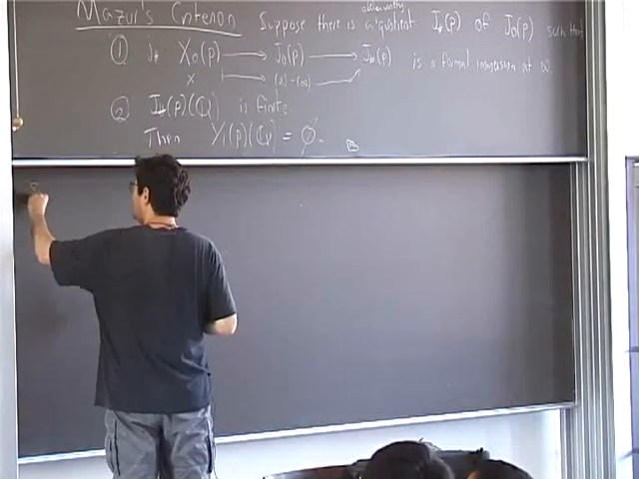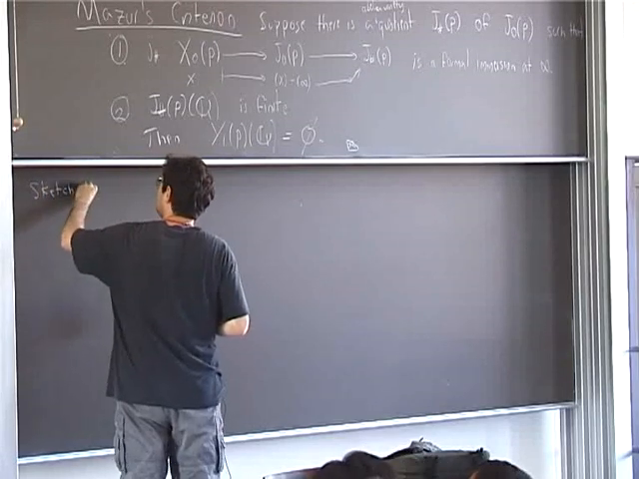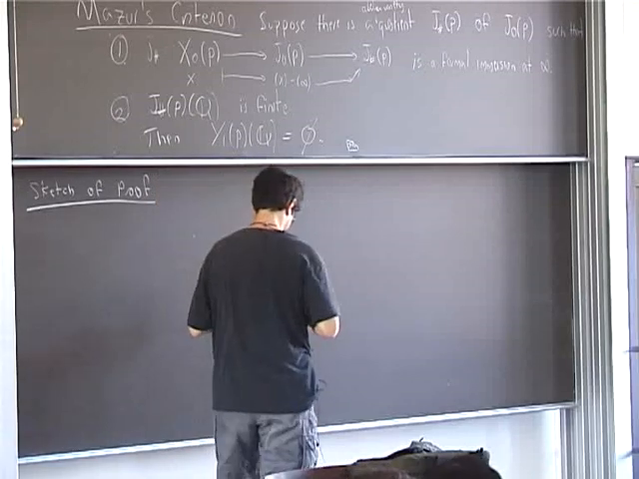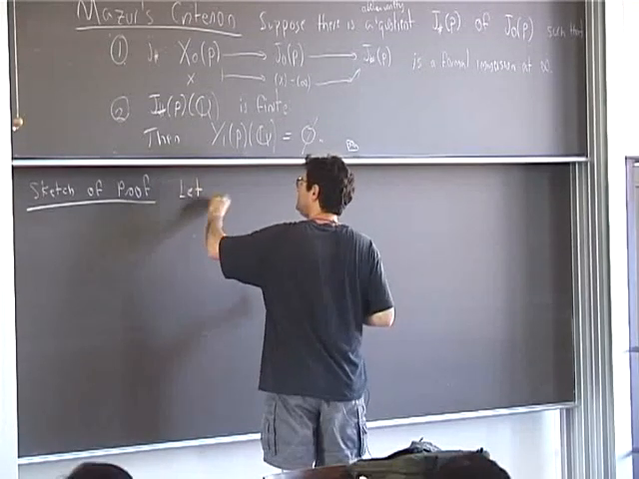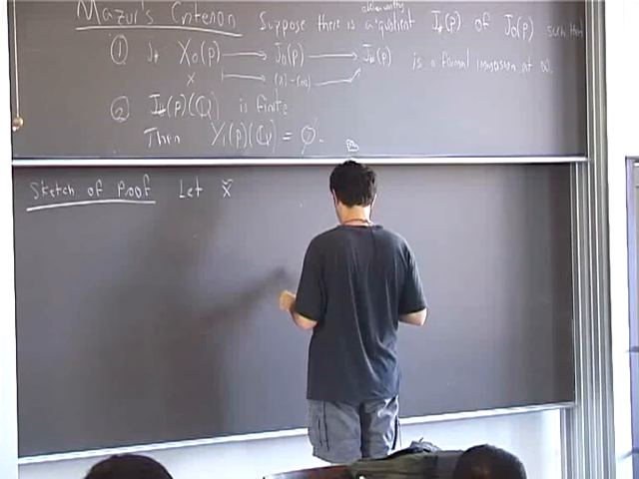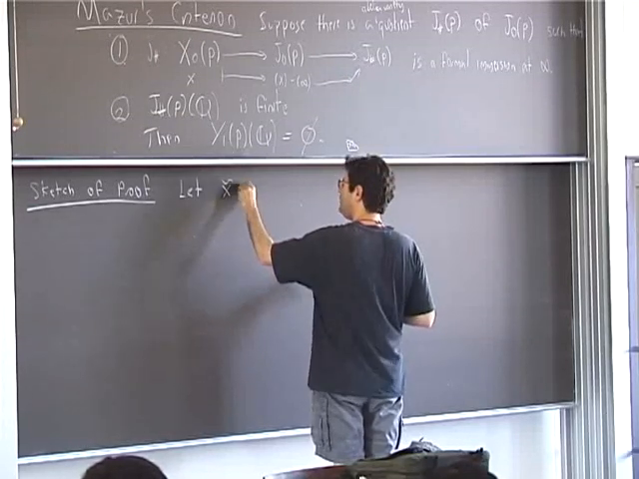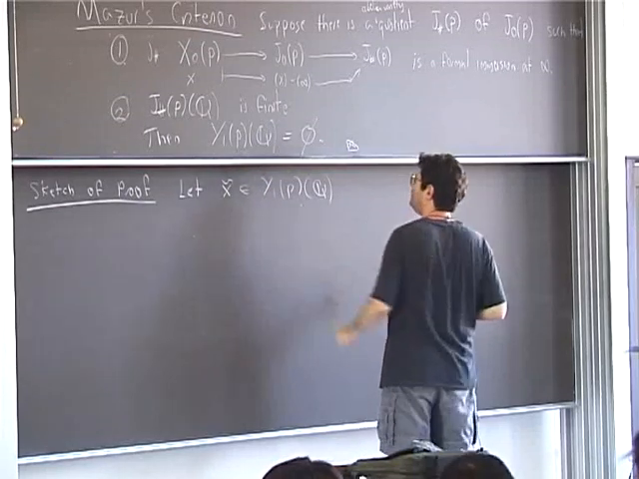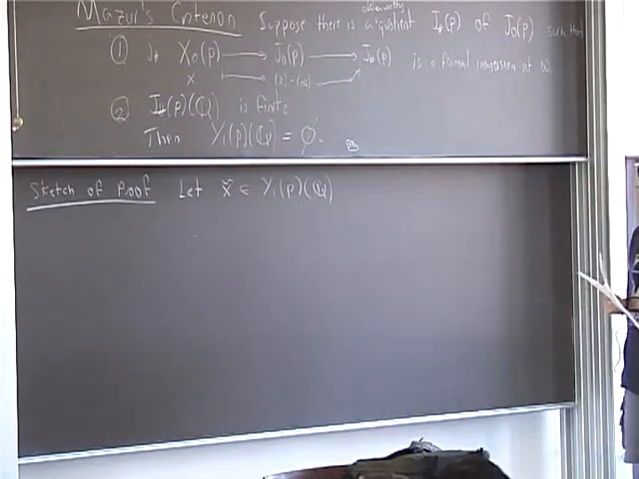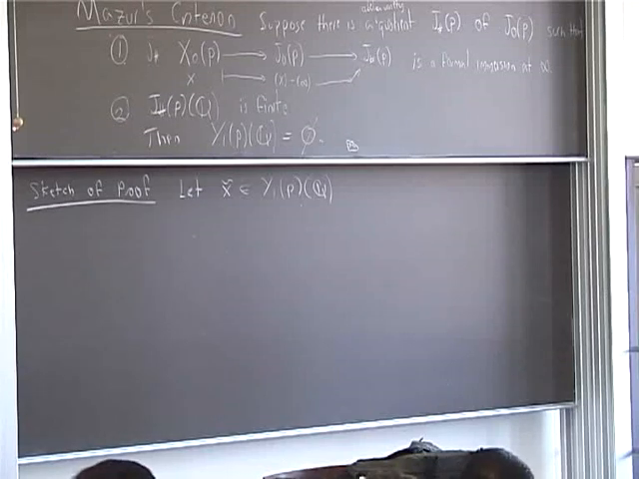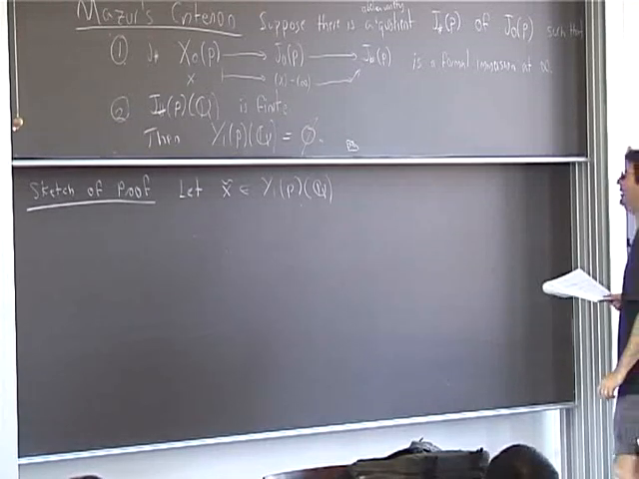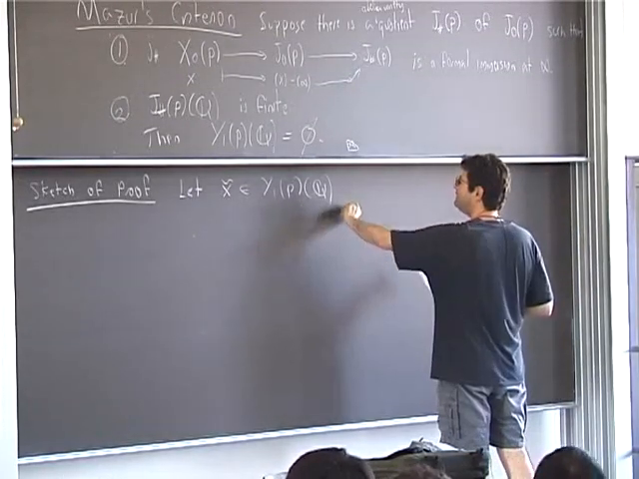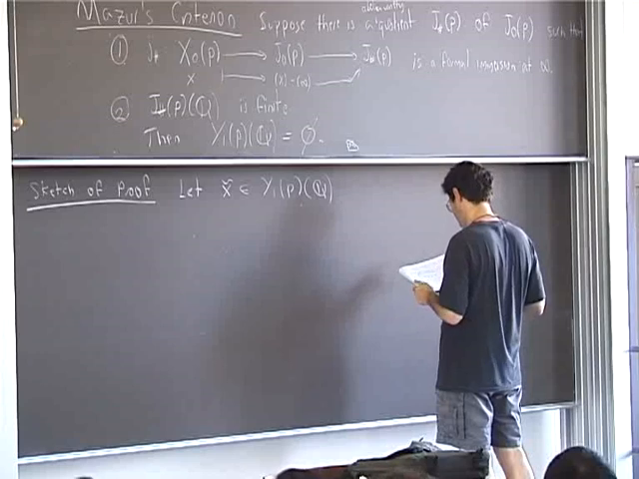That's going to be enough. So let me give you a sketch of the argument. Let x tilde be some point in Y1 of P defined over the rationals. I'm going to start with a rational point x tilde, and I want to prove to you that eventually it can't exist. I'm going to get a contradiction from that.